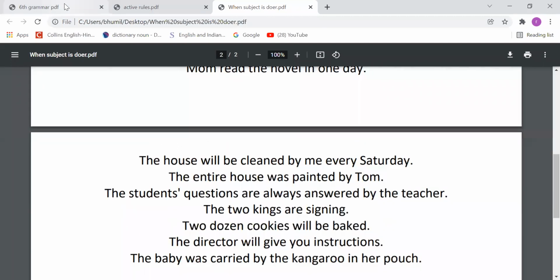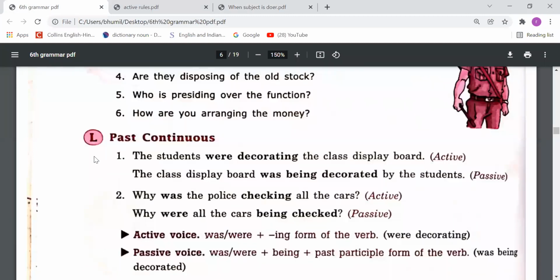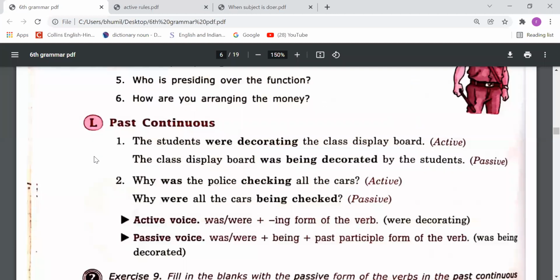Now let's come back to page number 96, point L, where we have to understand past continuous tense. So see, the students were decorating the class display board. This is the active sentence. Why is it an active sentence? Because the be form, were, is there, but the third form is not there, right? So we can't say it is a passive sentence. It's a purely active sentence because the subject is the doer in this.